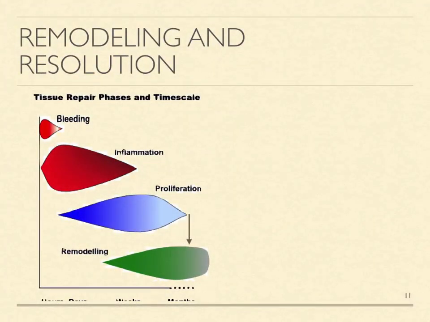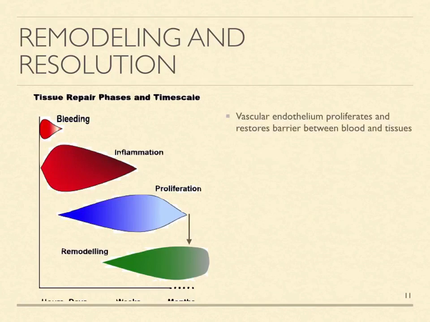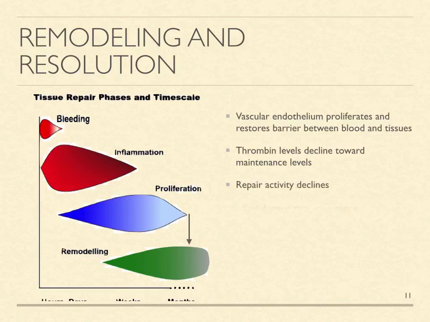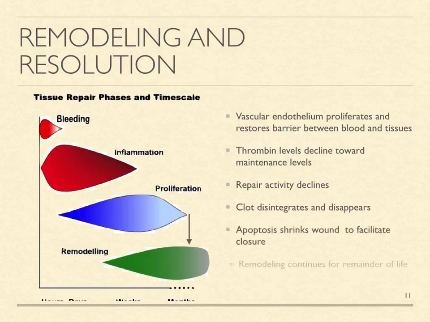The final phase of tissue repair is remodeling. As the vascular endothelium proliferates and restores the barrier between flowing blood and the damaged tissues, thrombin levels gradually decline. This progressively reduces repair activity until thrombin levels fall below a critical threshold, whereupon the clot disintegrates and disappears, and repair cells begin to undergo apoptosis that shrinks the healing tissues and draws wound edges together to complete the repair process. Thrombin generation returns to maintenance levels, but the remodeling process continues for the remainder of life, and the damaged tissues never completely return to normal.